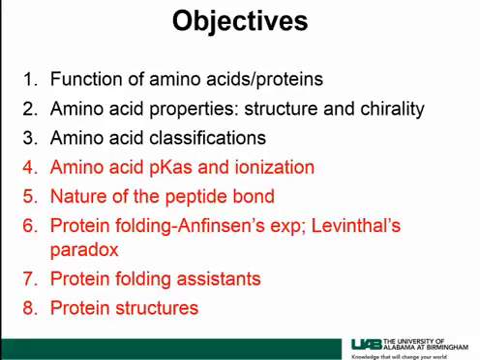We continue our lecture on amino acids and proteins, and in part 1, we finish objectives 1, 2, and 3. Part 2, we're going to cover objectives 4, 5, 6, and 7. And that is, we're going to deal with amino acid pKa's and ionization of amino acids, the nature of the peptide bond, protein folding, and the use of chaperones to help protein folding, and then protein structures.